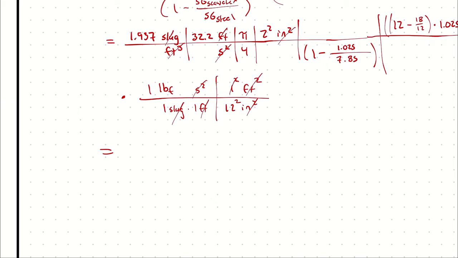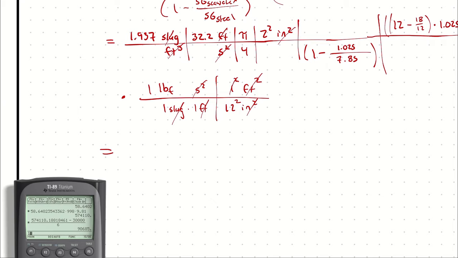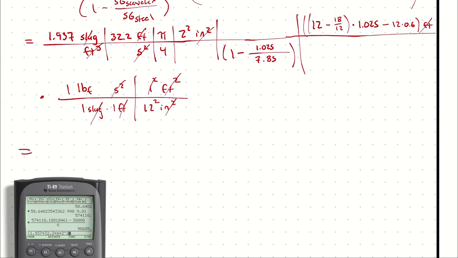Okay, calculator, come back. I know it's been like 45 minutes. Here we go. 1.937, I'll add some parentheses just for good measure. 1.937 times 32.2 times pi times 2 squared. Do we take the time to find the caret? Let's find the caret. 2 caret, that's pi. Come on, calculator. Caret 2, we did it. Multiplied by 12 minus 18 over 12. You guys didn't break the cardinal rule. Times 1.025 minus 12 times 0.6. Close parenthesis. And that is divided by 4 times the quantity 1 minus the quantity 1.025 divided by 7.85.